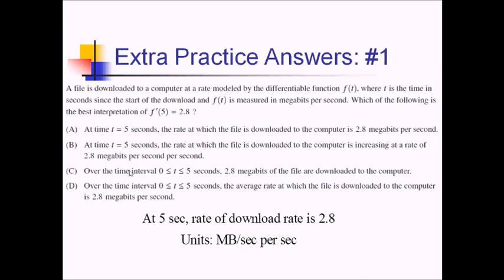That would be the average value of the f function. And choice C would be the integral of the f function, which you may or may not have seen yet in your studies. So choice B makes the most sense out of this. It's megabits per second per second.